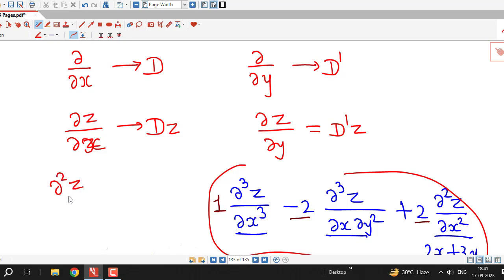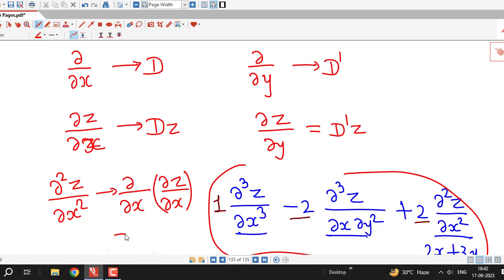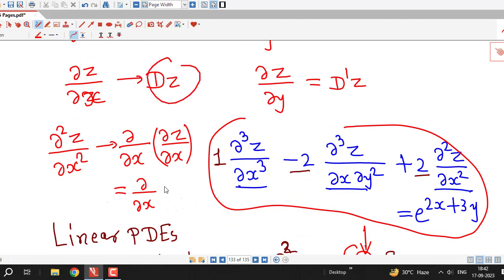Similarly, if I am interested in the notation for del square z by del x square, then this I can rewrite as del by del x of del z by del x, and del z by del x is nothing but Dz. So del by del x of Dz, and del by del x is denoted by D, that is D Dz, that is D square z. Similarly, because I am having third derivative with respect to x, I will write D cube z here.